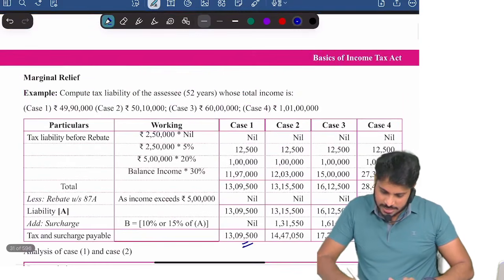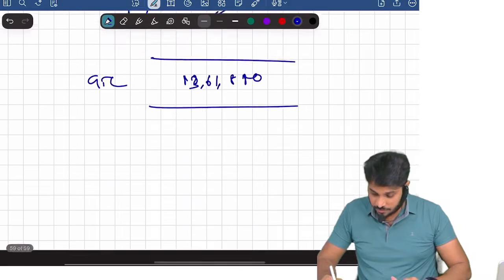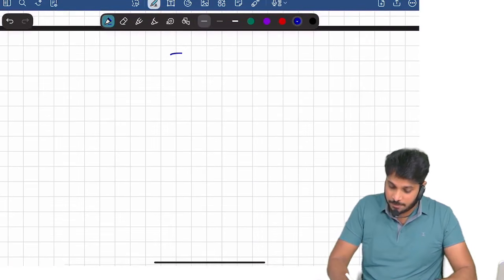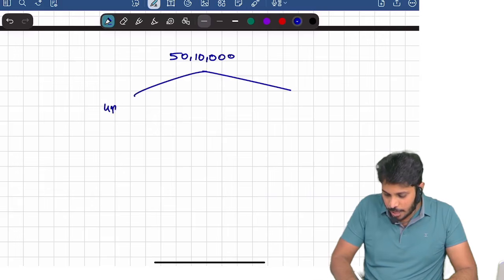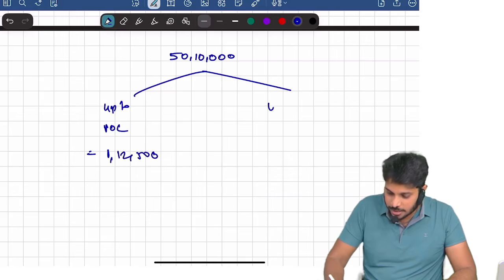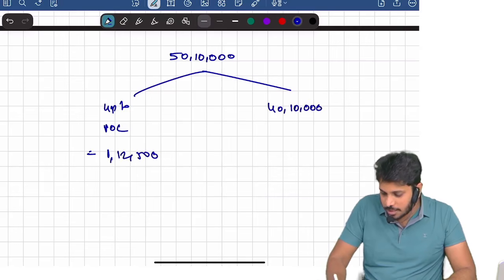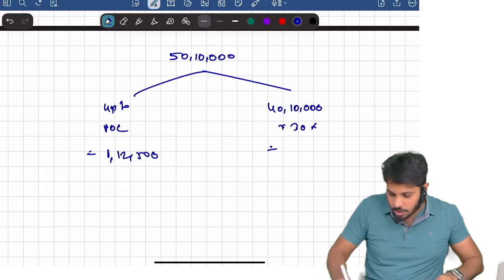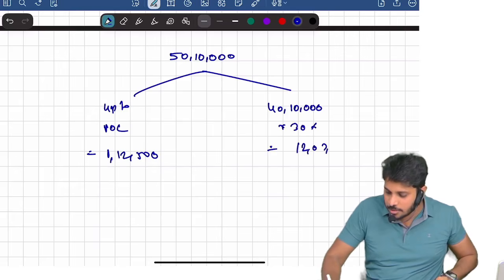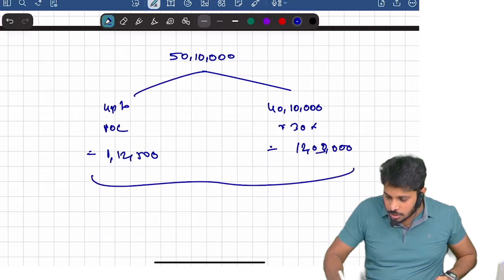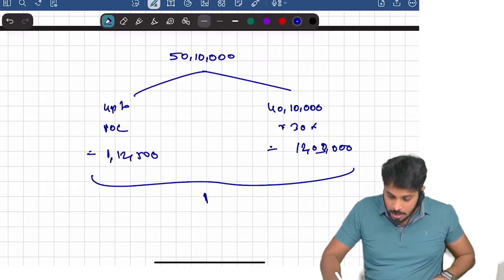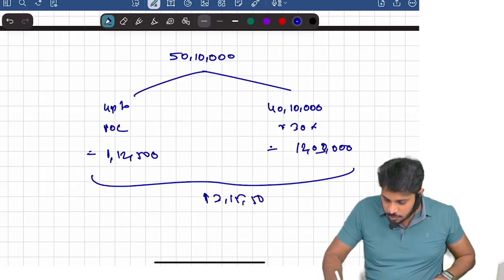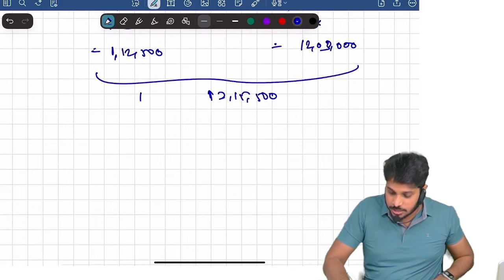Next, case 2, 50 lakh 10,000. Oh, 50 lakh 10,000, which means relief is applicable. Now, how to compute? Up to 10 lakh, we know the tax is 1 lakh 12,500. Then 40 lakh 10,000 multiplied by 30% is equal to 12 lakh 3,000. Correct? So total 12 lakh 3,000 plus 1 lakh 12,500 is equal to 13 lakh 15,500. Correct?